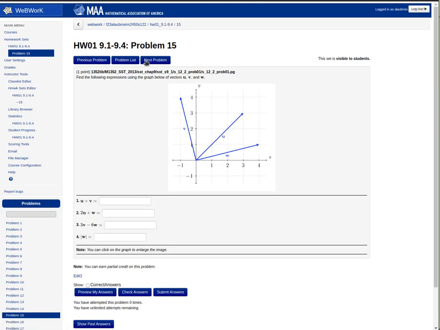Problems 15 through 18 get a little bit trickier. They start to combine different ideas. So 15 is going to combine problems 1 and 2. First, you have to find the vectors to the points, and then you do some arithmetic on them. That fourth one uses the length formula from a different WebWork problem.